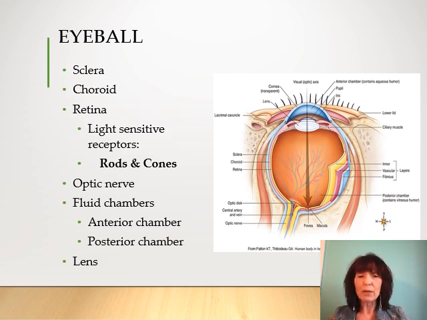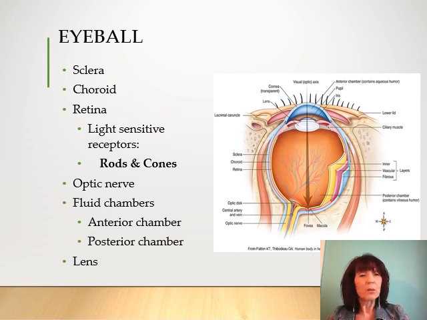So dim light will help them do what? Dilate, so that we can see in the dark. We're letting more light into the eye. Then they constrict when there's bright light to let less light into the eye.